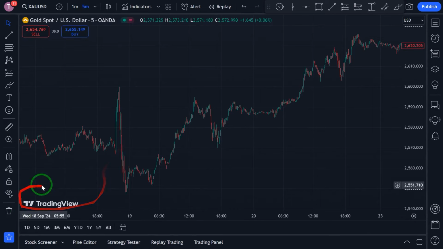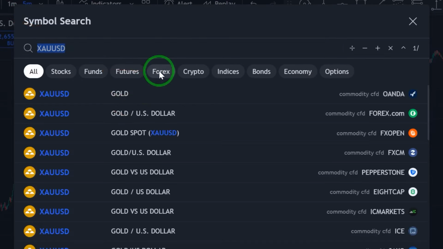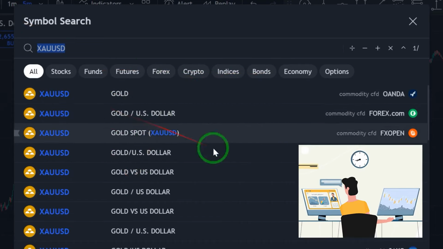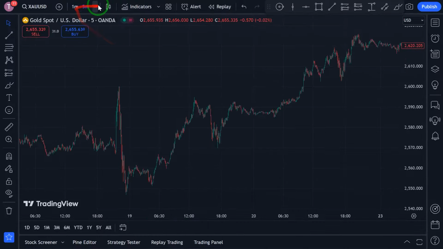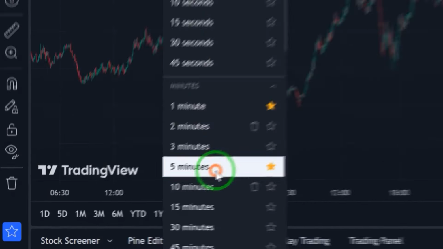First, go to the Tradingview website, which is very popular among traders. After that, we need to select our symbol. You can choose symbols from the forex market, crypto, or even the stock market. Try to choose a symbol that you are familiar with and have traded on a bit. Next, set your time frame to 5 minutes, which I believe is the best time frame for scalping strategies.